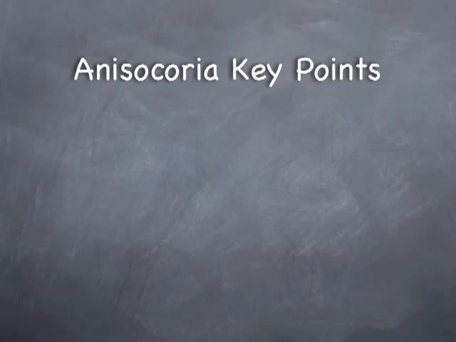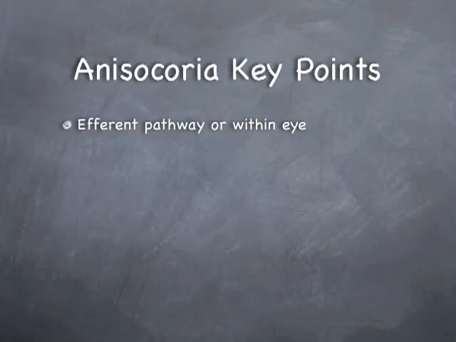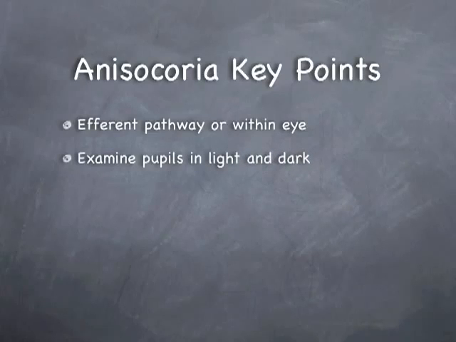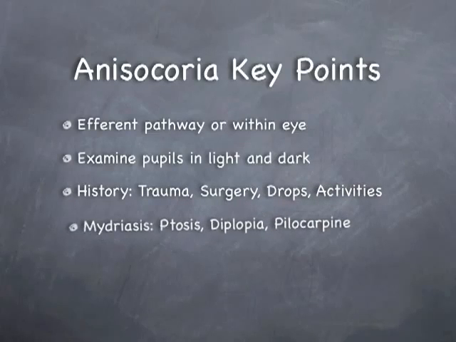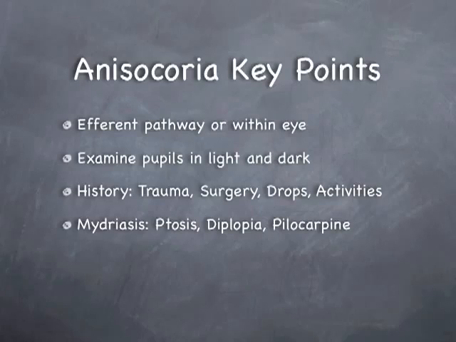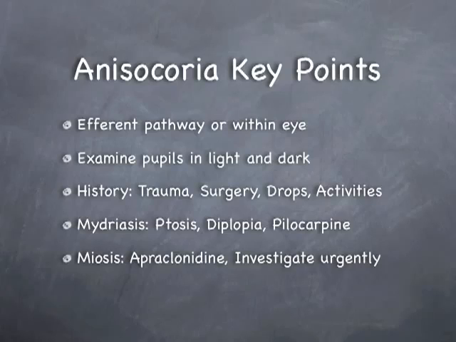Some key points once more. Anisocoria may arise due to a lesion impairing the efferent sympathetic or parasympathetic pathway to the eye, or due to factors within the eye itself. The pupil should be examined in both light and dark with distance fixation. Ask about eye trauma or surgery, use of eye drops and gardening. With a dilated pupil, check for ptosis, diplopia and response to dilute and 1% pilocarpine. With a small pupil, confirm Horner's syndrome with apraclonidine drops and investigate further urgently.